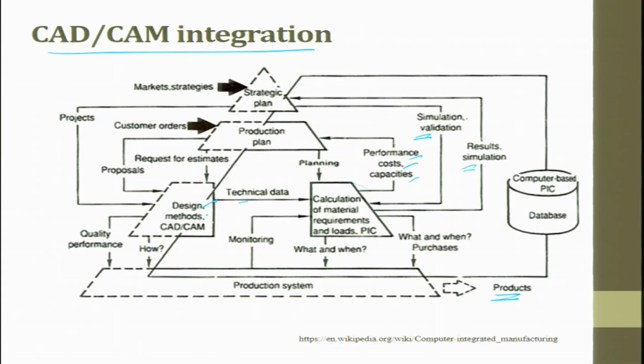So, here you will have design, methods and CAD/CAM. The quality, performance, how do we make, what and when to make, all these things are given by production systems. What and when to purchase are given here. So, a CAD/CAM integration integrates marketing strategy, customer order, proposals, design, quality performance and finally you produce the output.